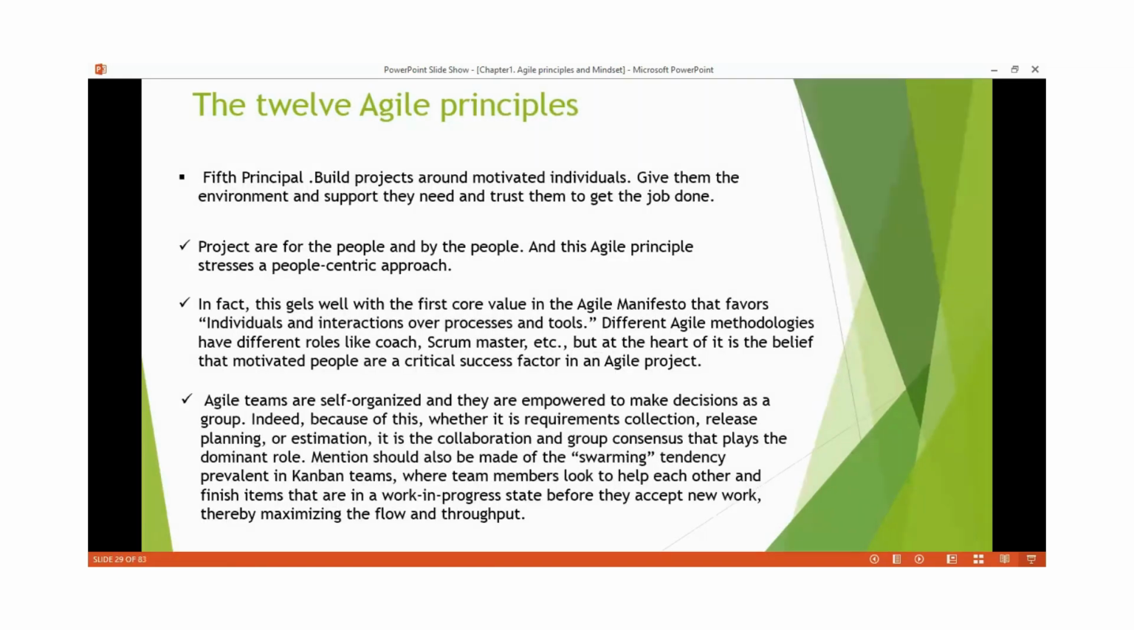Now, the fifth principle talks about building projects around motivated individuals, giving them the environment and support they need, and trusting them to get the job done. So right here, the practitioners look at how important it is to have a healthy environment, one that works with collaboration and a vision, and that gives support to the team, so that they will be transparent and trustworthy, will be able to adapt to that environment, and keep evolving with you throughout the project.